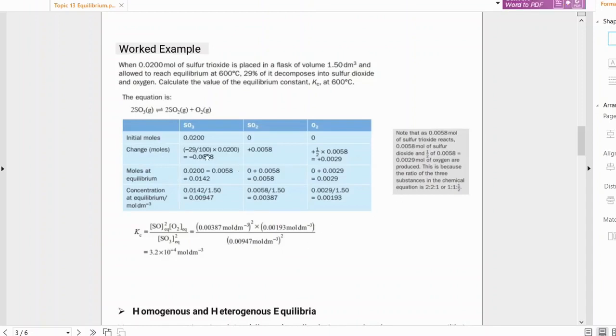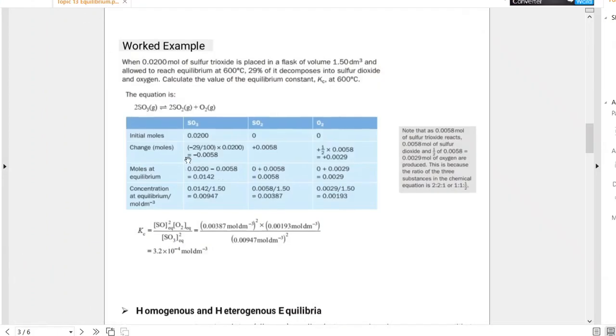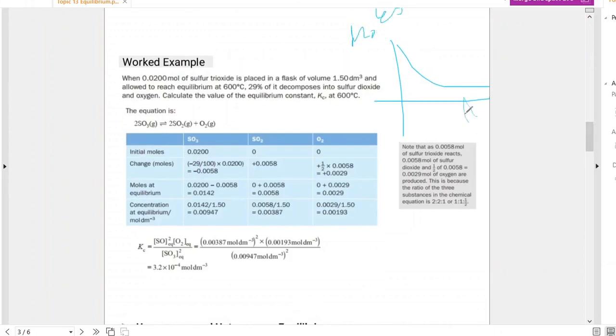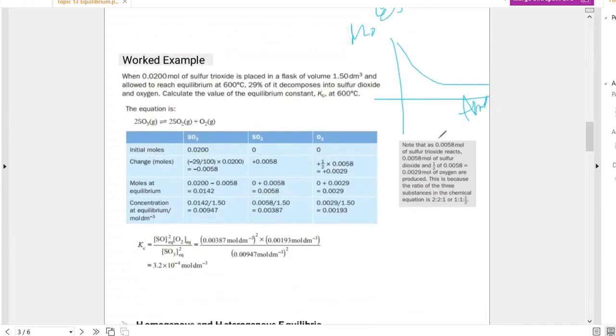So now the change in moles. It is minus 29, because the moles of reactant decrease as the reaction progresses, as in the concentration-time graph for reactants. So minus 29 by 100 multiplied by this, we get the change in moles, and the change must be negative because the initial moles must be larger than the moles at equilibrium. Moles is decreasing, as in the moles-time graph. Therefore, the change must be negative.